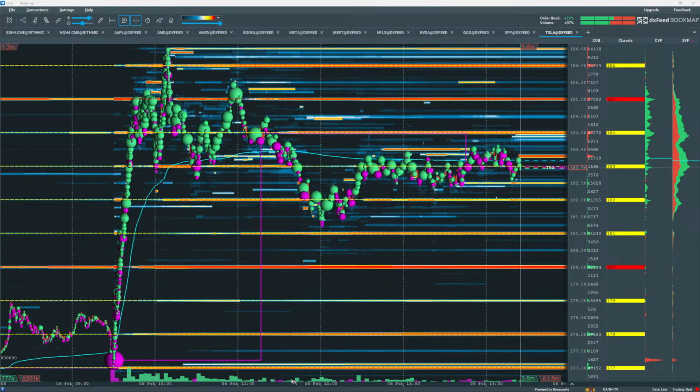Here's the opening print just above 177. Traders aggressively taking positive delta positions. Price zooms higher. They take the foot off the gas. Now Tesla is consolidating or moving lower.